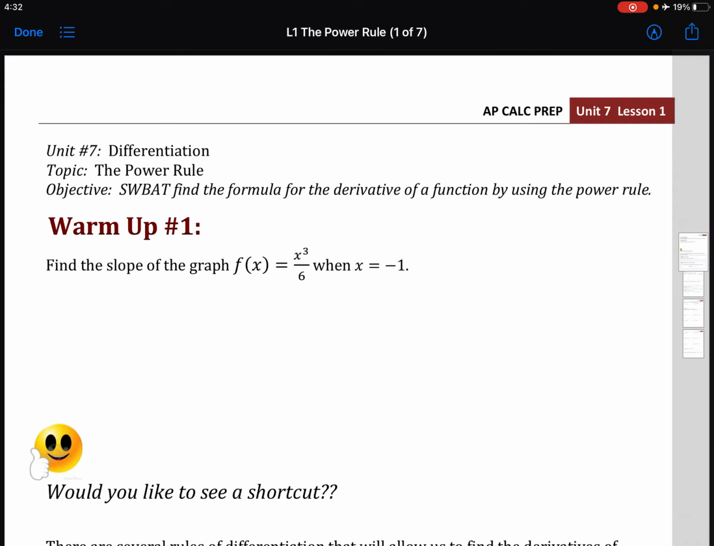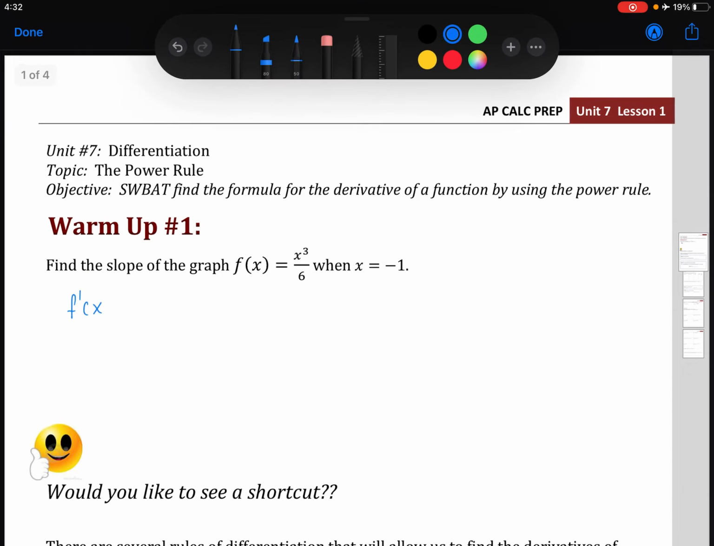So the warm-up says find the slope of the graph of this function at x equals -1. So using the alternate method, I know my slope is my derivative. So f prime of x would be limit. You could have used difference quotient, doesn't matter. I find this easier or faster. And this is basically what your formula is. I'm going to rewrite it real quick.